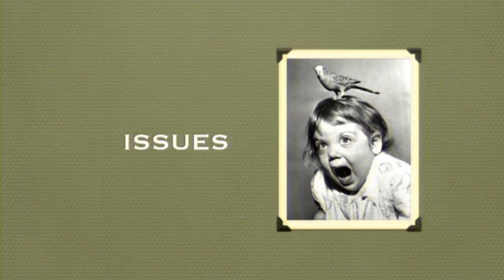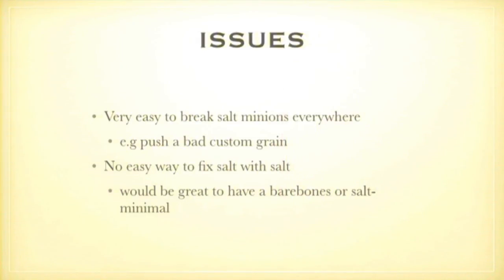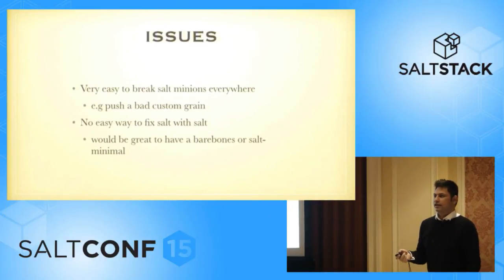Some issues. It's very easy to break Salt minions everywhere. For example, if you push a bad grain, that's it, you're done. Then you can't really get the Salt minions back, because if the Salt minion crashes on 5,000 nodes, you have to somehow figure it out. So this is a big issue. I have essentially hit this a couple of times.